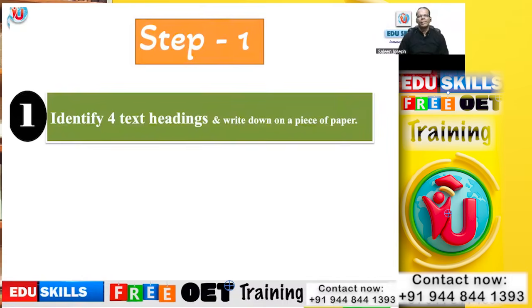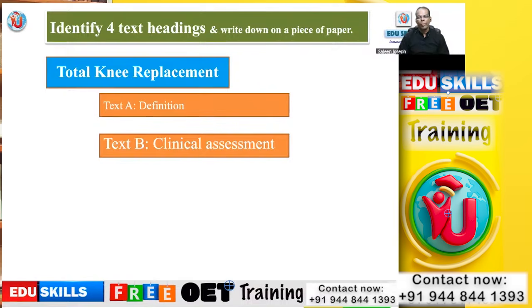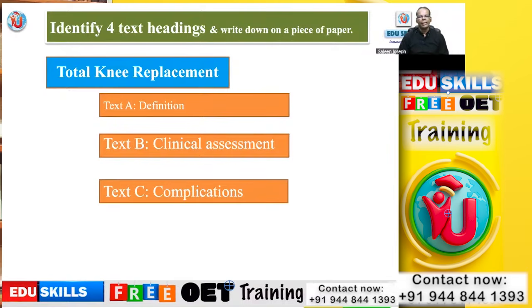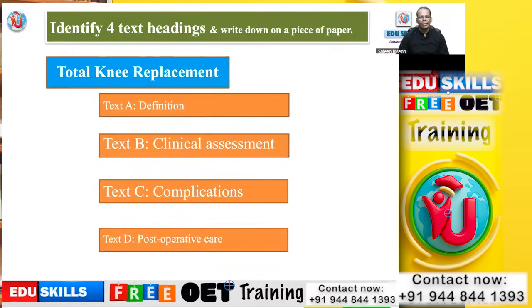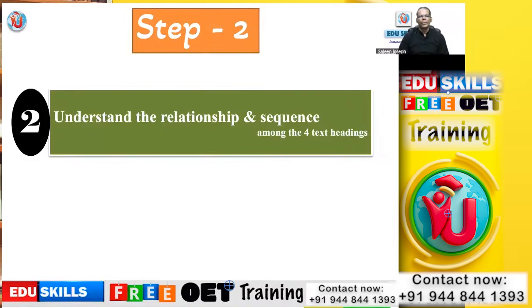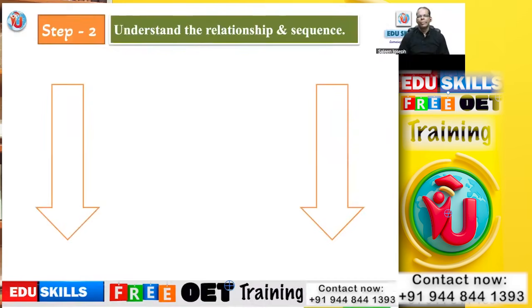Identify the 4 text headings. Total knee replacement is the common heading. Don't take it as a text heading. Then you have first one, we are given definition as the heading. Second one, clinical assessment or just assessment. Third one, text C, complications. Text D, post-operative care.